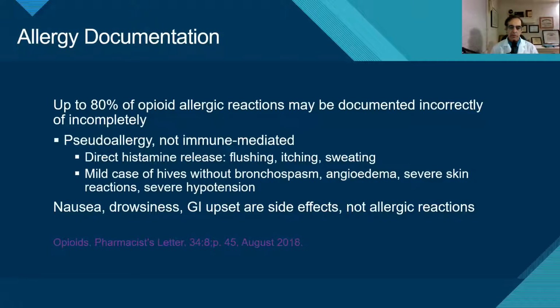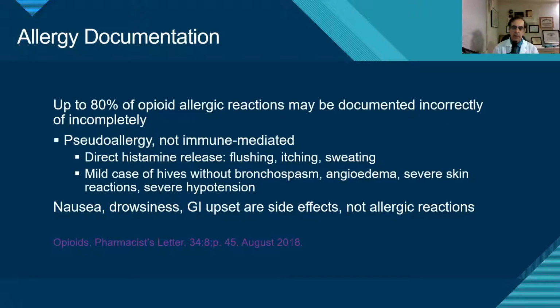Another thing that we see is something like coding allergy. So what we find is that a patient will have a side effect of GI upset. It's not really an allergic reaction, but it'll get flagged as an alert, as an allergy, and then every time a prescriber orders any opioid, you're going to get that warning.